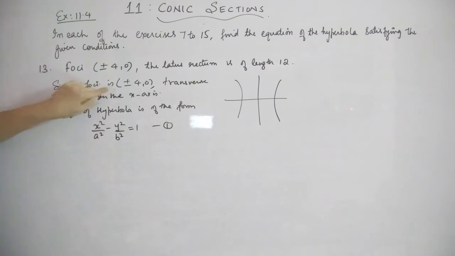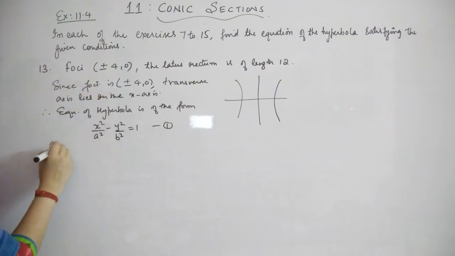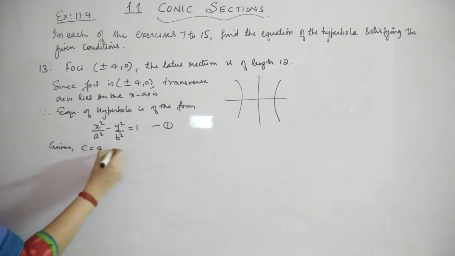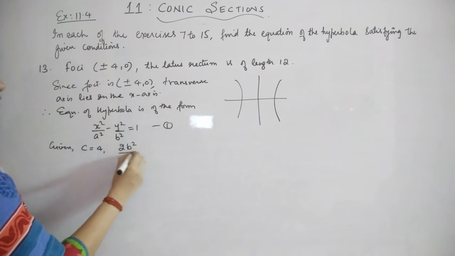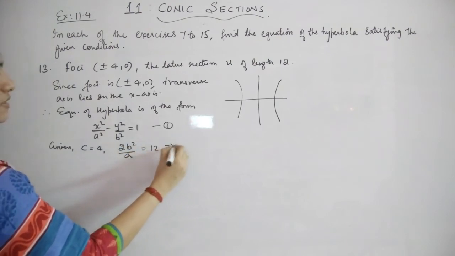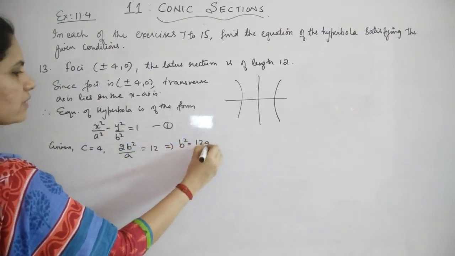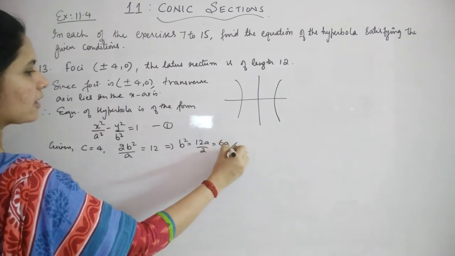Now C you will get from the given fact: C is equal to 4, and the length of the latus rectum, which is 2b square by A, is given to be 12, which will give you B square is equal to 12A by 2, or 6A.